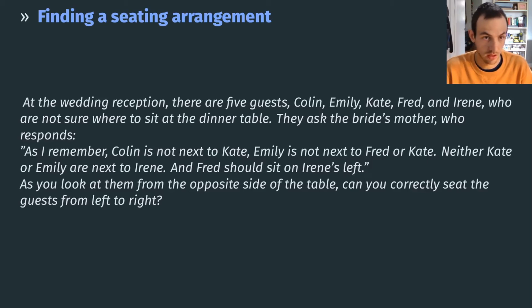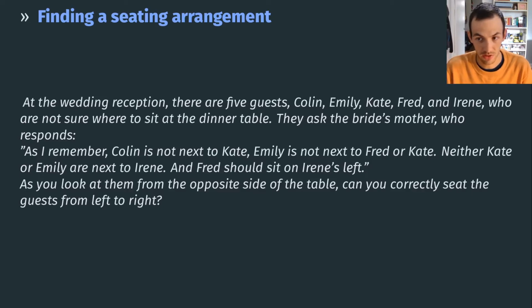Now let's look at our problem: finding a seating arrangement. So here's the English definition. At the wedding reception, there are 5 guests, Colin, Emily, Kate, Fred, and Irene, who are not sure where to sit at the dinner table.